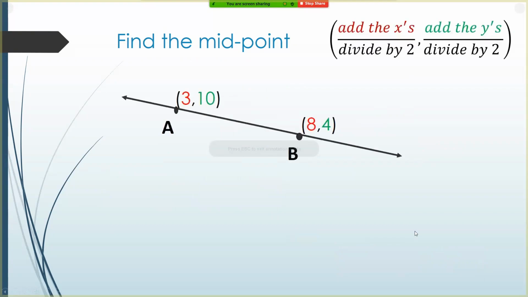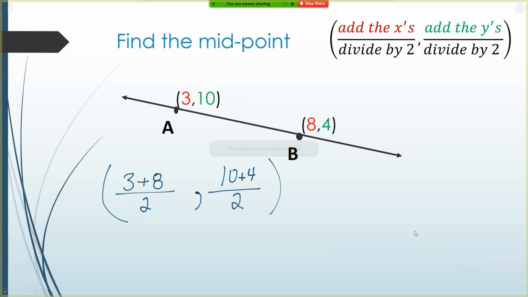So here's our first one. We're going to add our x's, divide by 2, add our y's, divide by 2. If I add my x's, what are my two x values? In your ordered pair, is the x first or second? First. So I'm going to take the 3 from this point, and the 8 from that one, add them together, then divide by 2. Then for the second number, I'm going to take 10 plus 4, and again divide by 2.